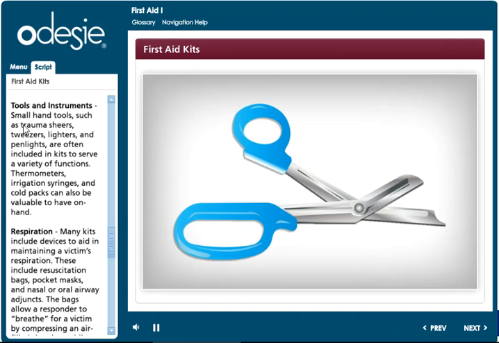Small hand tools such as trauma shears, tweezers, lighters, and pen lights are often included in kits to serve a variety of functions. Thermometers, irrigation syringes, and cold packs can also be valuable to have on hand.